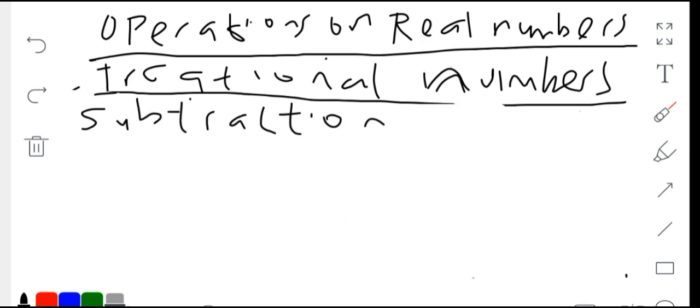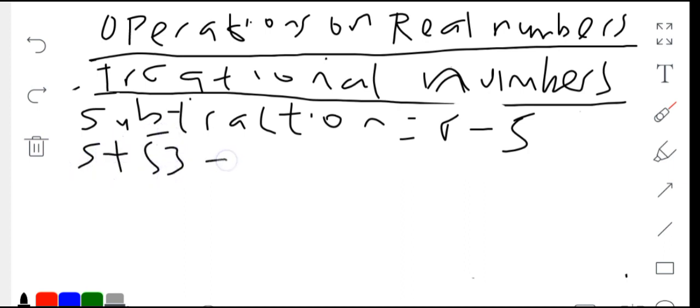So now subtraction, more like the addition one. If R and S are irrational numbers, then R minus S might give us a rational or irrational number. So that is the same thing as addition. When you subtract R minus S, it might give us a rational number, it might not. Let's look at some examples. 5 plus square root 3 minus open bracket 2 plus square root 3.